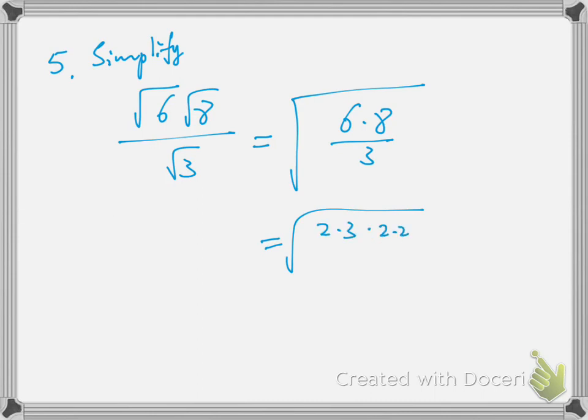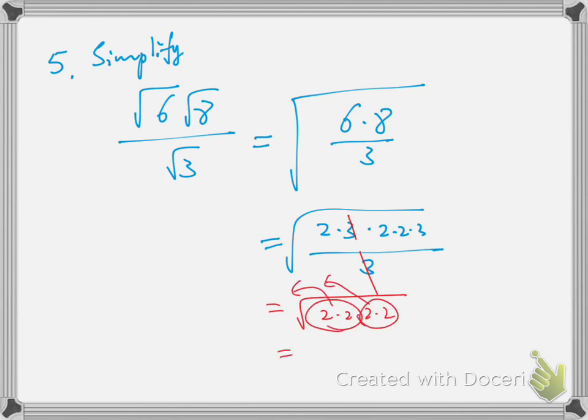8 is 2 times 2 times 2, divided by 3. So now 3 cancelled, so we have square root of 2, 2, 2, 2. So this is 2 pairs. 1, 2 come out, another 2 come out, so we have 2 and 2 outside, nothing stays inside, so the answer is 4. Okay, the answer is 4.